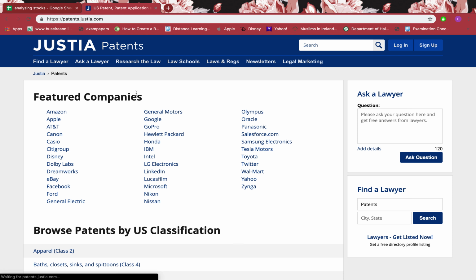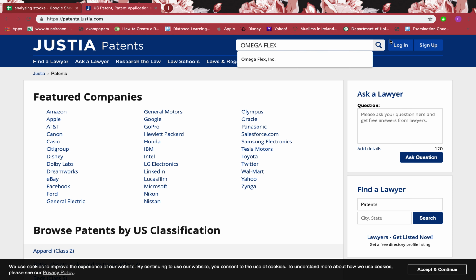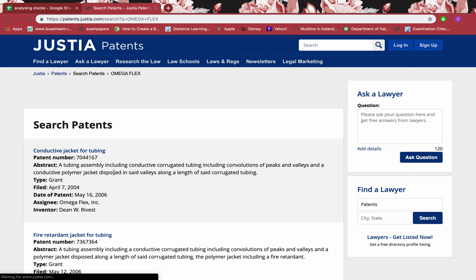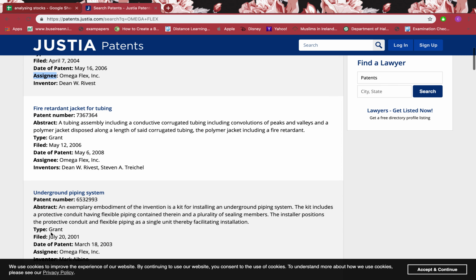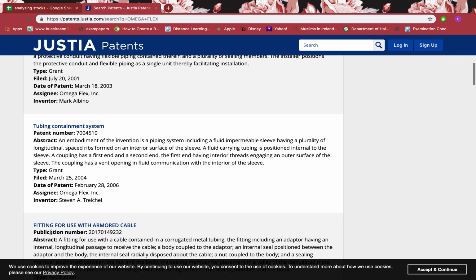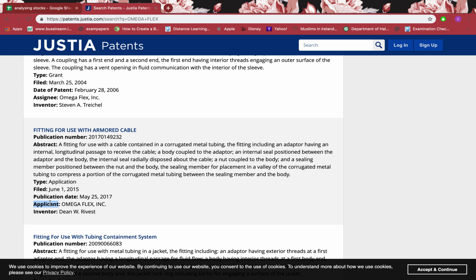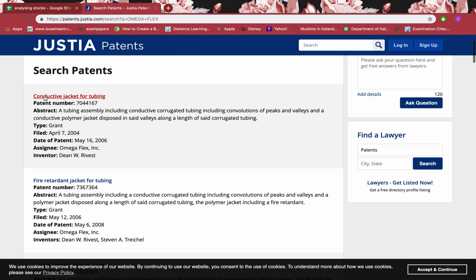I have left the link in the description. I'll just type in here and paste it and search it, and there are patents. I'm interested in assignee and applicant only, because those are the people who have the full rights of the patent. I'm not interested in inventor because they have invented it but they don't have the full rights.